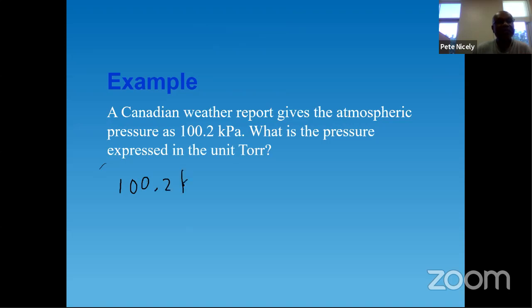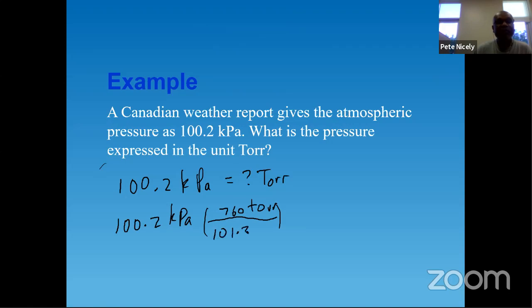Okay, so the question gives us 100.2 kilopascals, and the question is asking for us to convert to torr. So basically it's a simple conversion problem like we have done before. 100.2 kilopascals multiplied by the relationship between the kilopascal and the torr unit, which is that 760 torr is equal to 101.325 kilopascals.